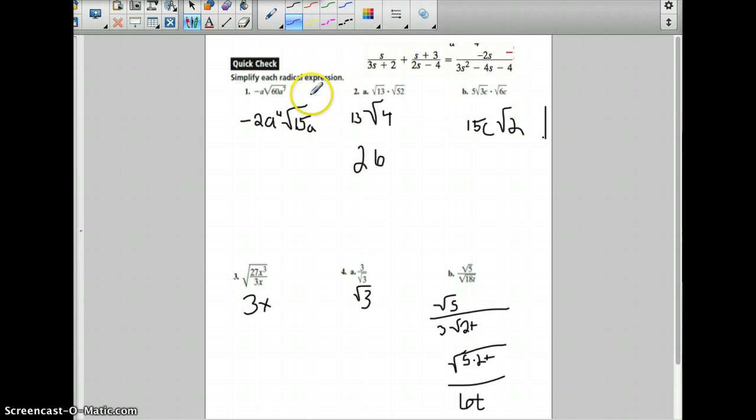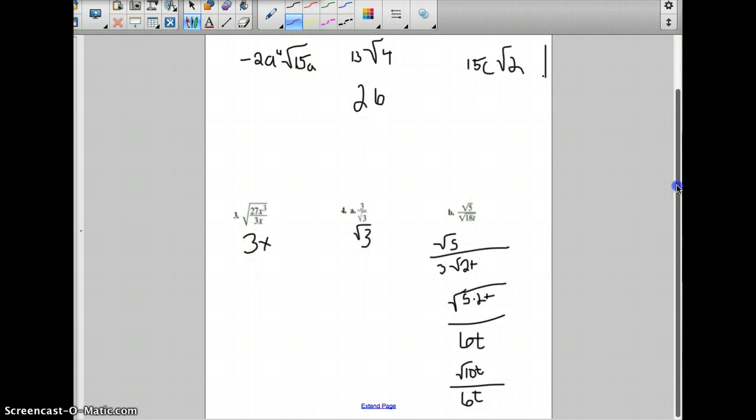So here in example 1, when it's all said and done, we have negative 2a times the 4th root of 15a. In example 2, we have 26. In example B, we have 15c root 2. In example 3, when it's all said and done, we are simplified to 3x. In example 4, after we rationalize the denominator and reduce, we're left with root 3.